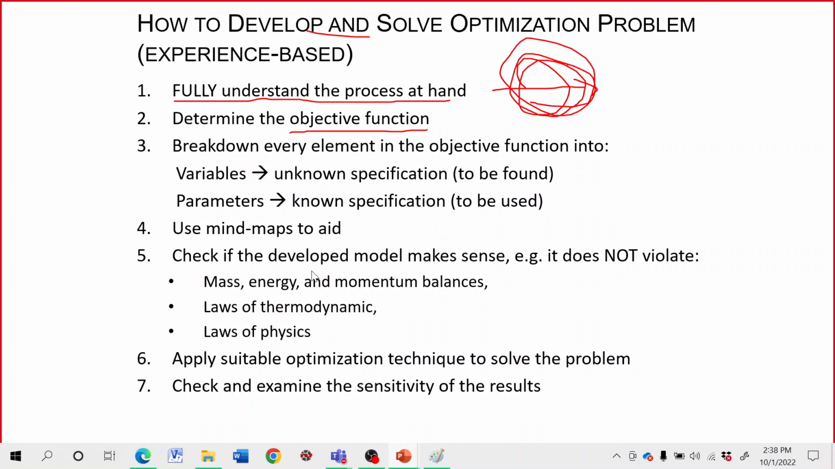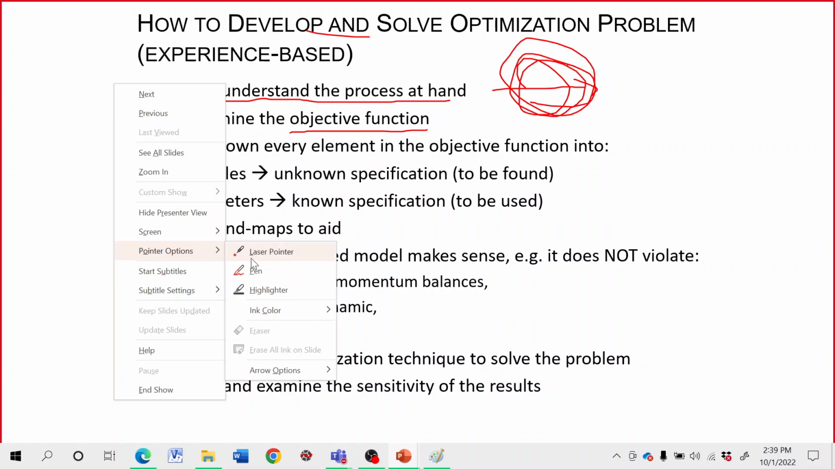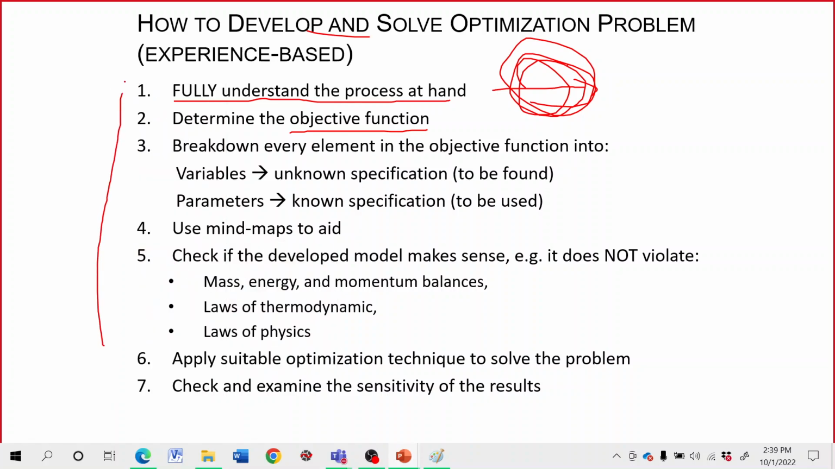Yeah, I use mind maps, and then once you get the model, you have to check the model whether it makes sense or not. It cannot violate all of these laws of physics and thermodynamics, all of these mass, energy and momentum balances. And then once we get all of these five basically, depending on what the problem looks like, we can apply a suitable optimization technique to solve the problem. If it's too complicated, we will try to simplify it as much as possible.